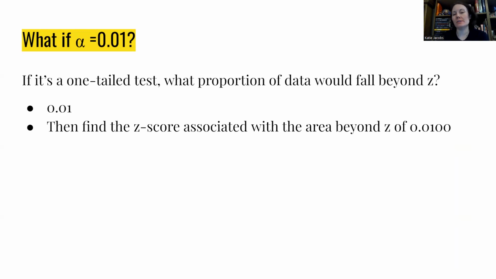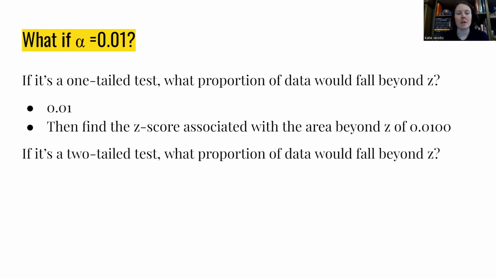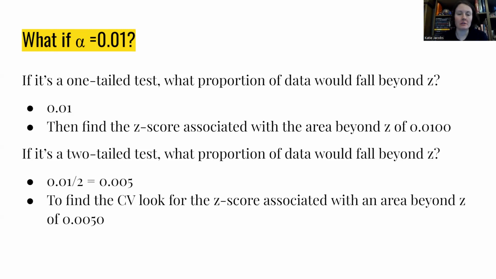Then we would go and find the z-score associated with the area beyond z of 0.0100. If it's a two-tailed test, what proportion of the data would fall beyond z? Again, think about this before moving on. Pause me. So if we split that alpha level in half, we find that it's 0.005. Technically, if we're using what the table has, it would be 0.0050. And so we would look for the z-score that's associated with an area beyond z of 0.0050. And you can do that within your critical value table yourself.